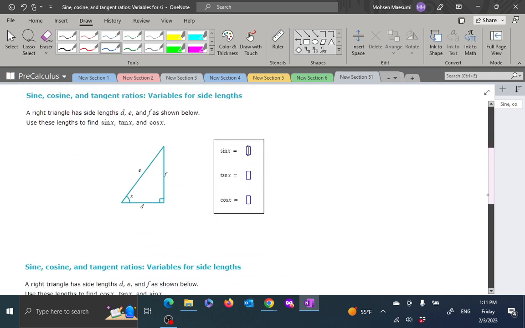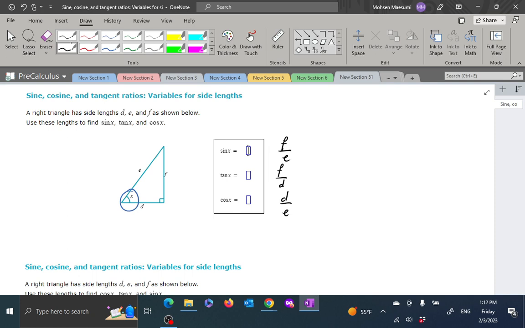So here's the angle X, and we are looking for sine, tangent, cosine. So sine is going to be the ratio of its opposite to hypotenuse, and then tangent is going to be opposite to adjacent, and cosine is going to be adjacent over hypotenuse.